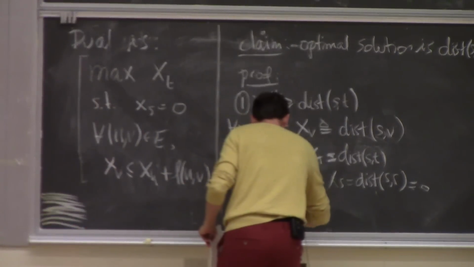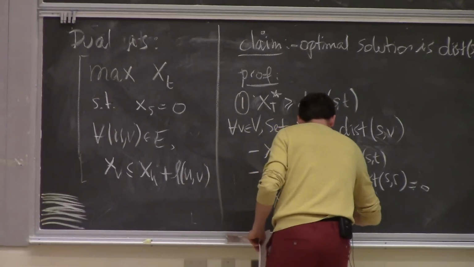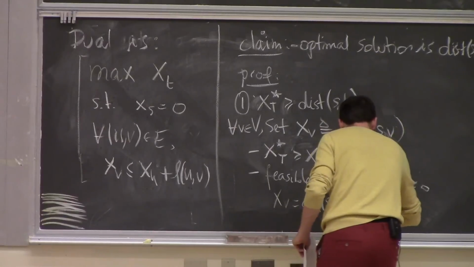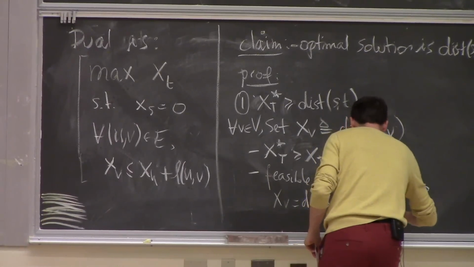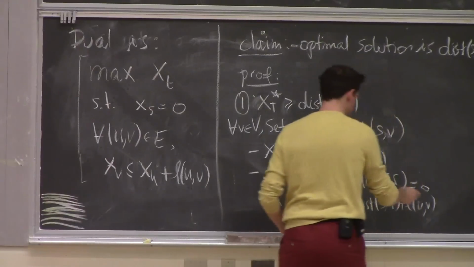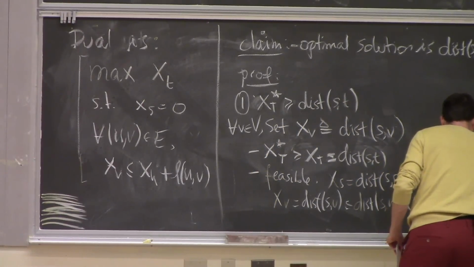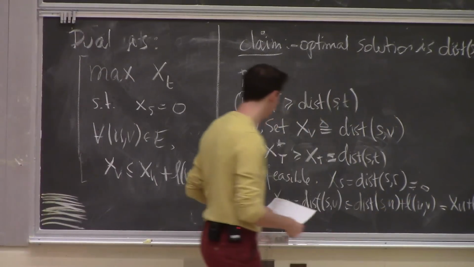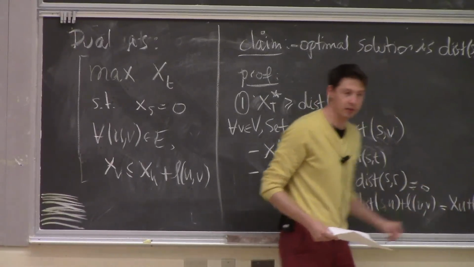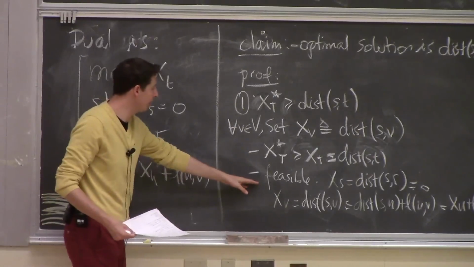Because we have xv, by definition, is the distance from S to V. This is definitely no bigger than the distance from S to U plus the edge from U to V. And then by construction, this is equal to xu plus luv. Okay? So notice xv is at most xu plus luv, right? So these particular settings of parameters certainly say it's feasible.